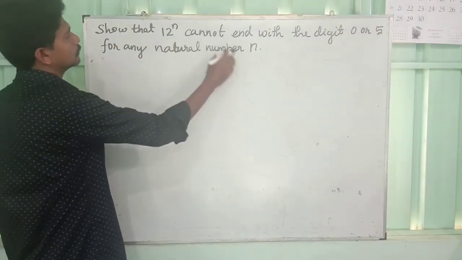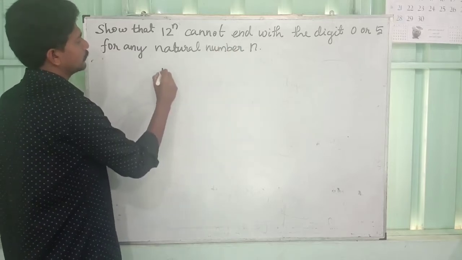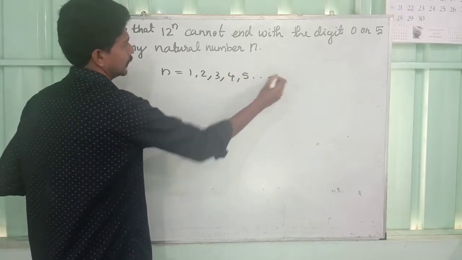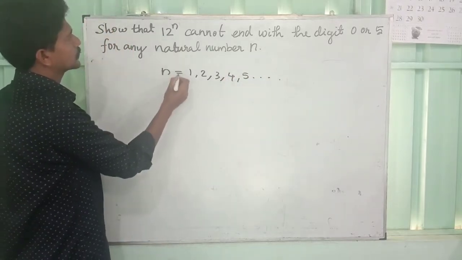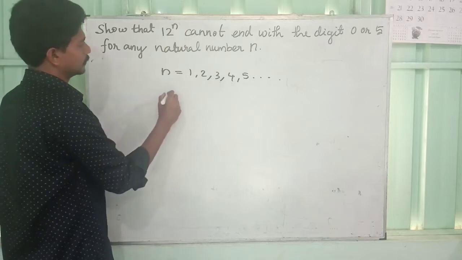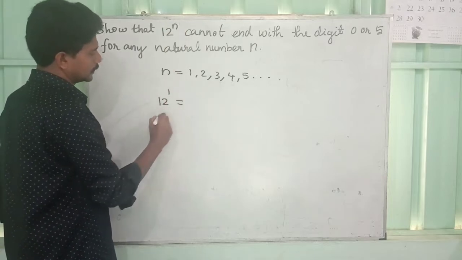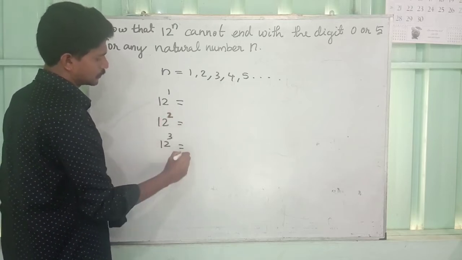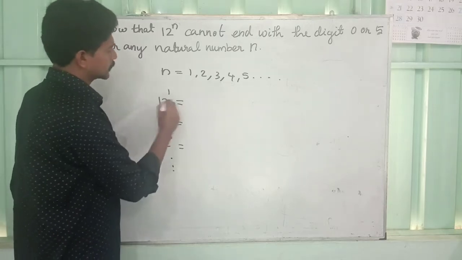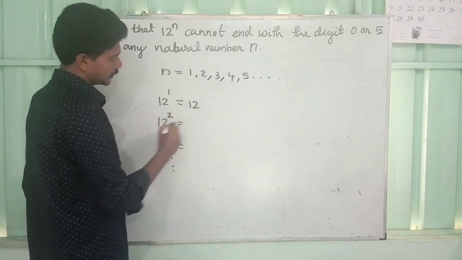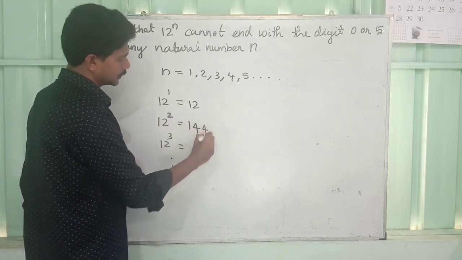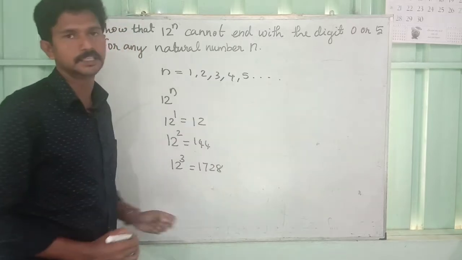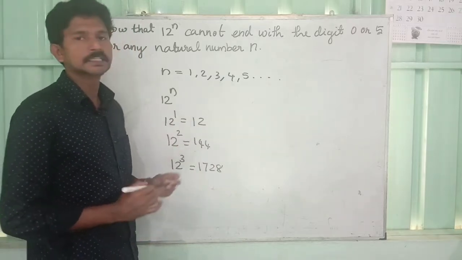So for any natural number n, what is the n value? The values of n are natural numbers, that is, 1 or counting numbers. If you substitute in 12 raised to the power n, instead of n we can substitute 1, 2, 3, and so on. 12 raised to the power 1 is 12, 12 raised to the power 2 is 144, 12 raised to the power 3 is 1728. So these are the values we are getting.